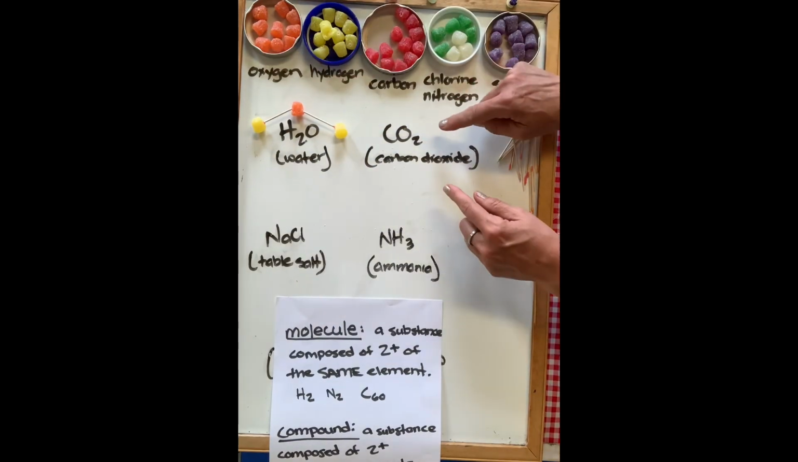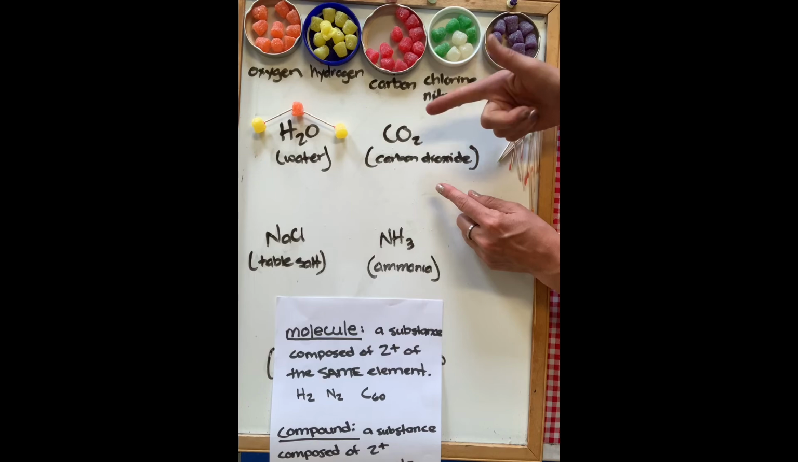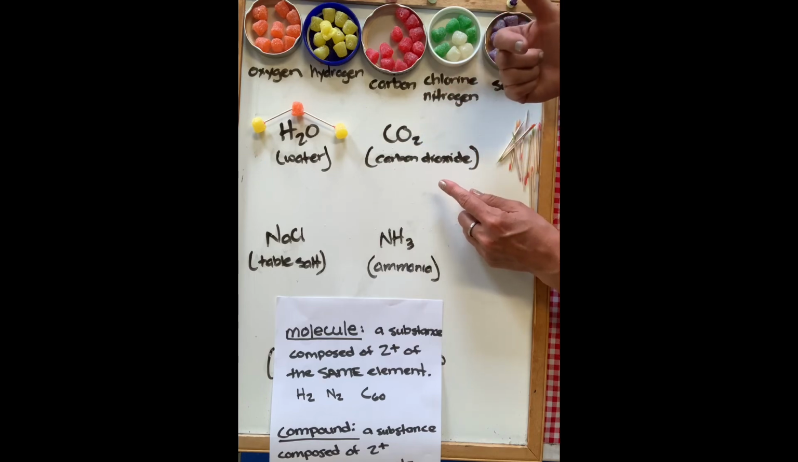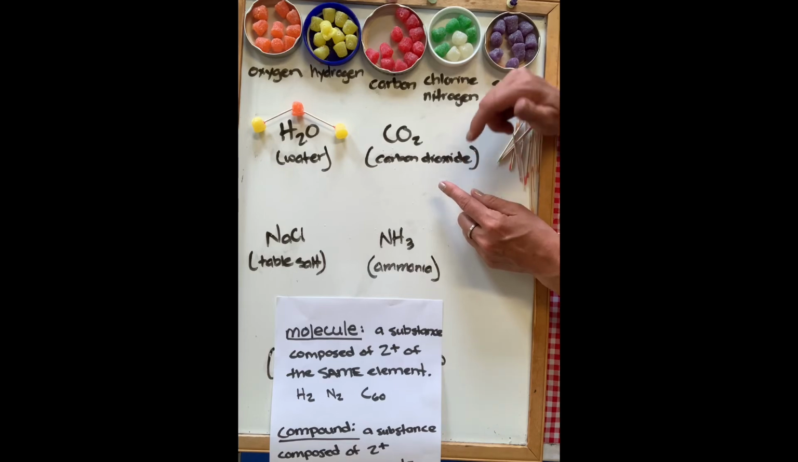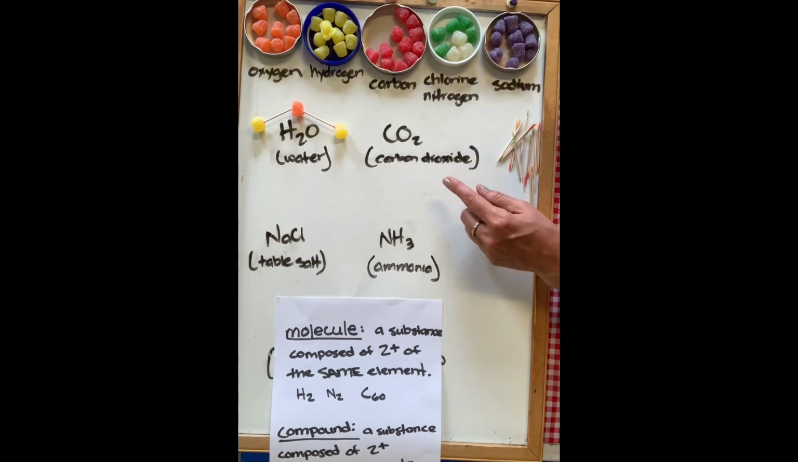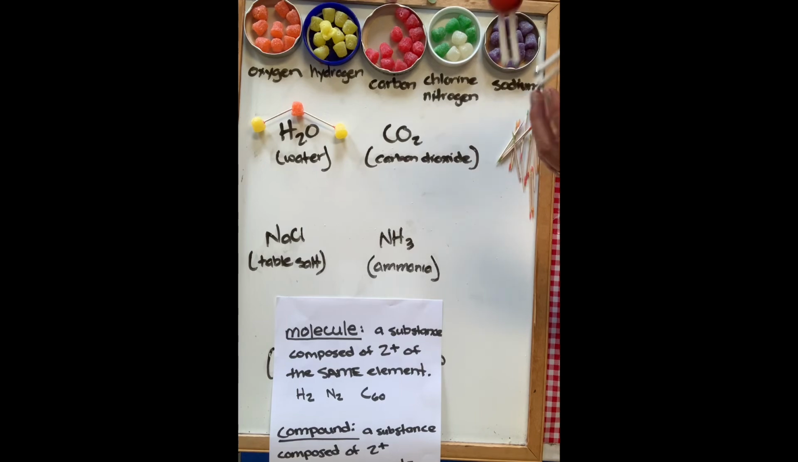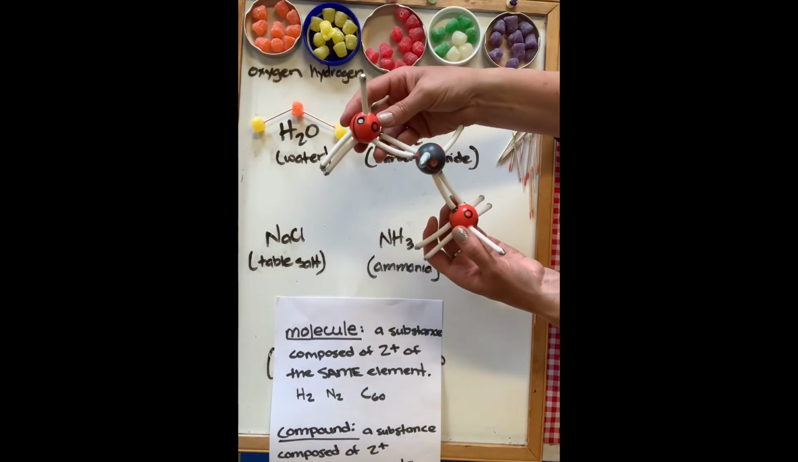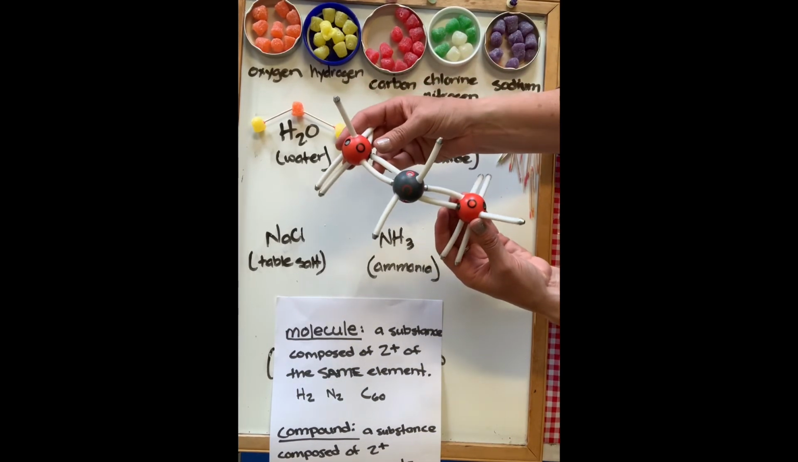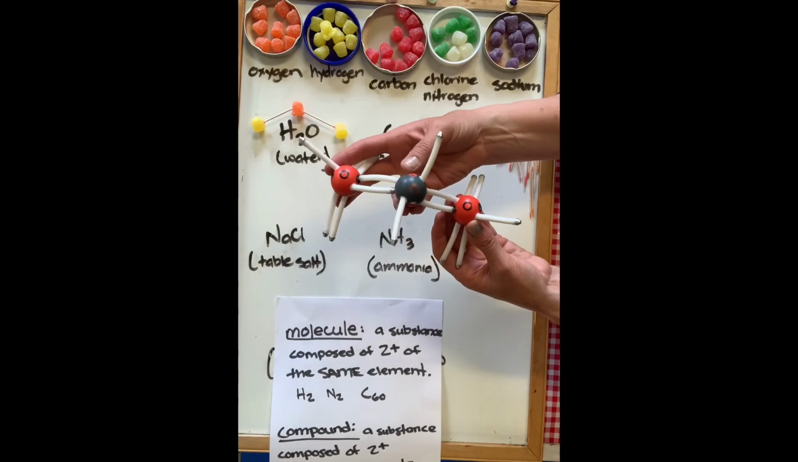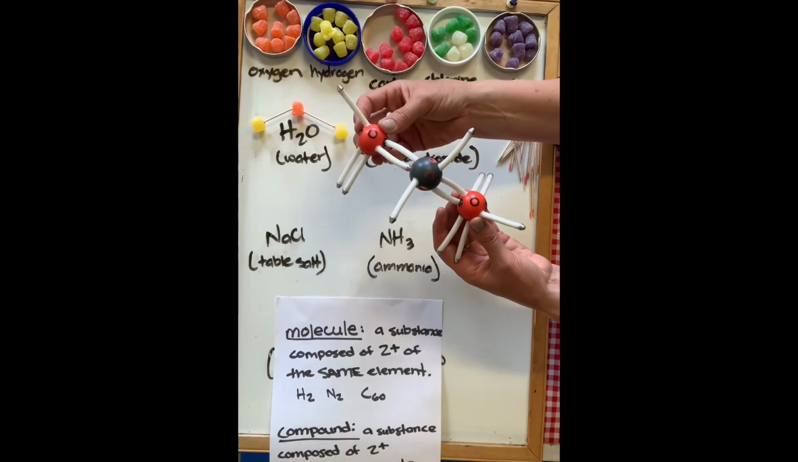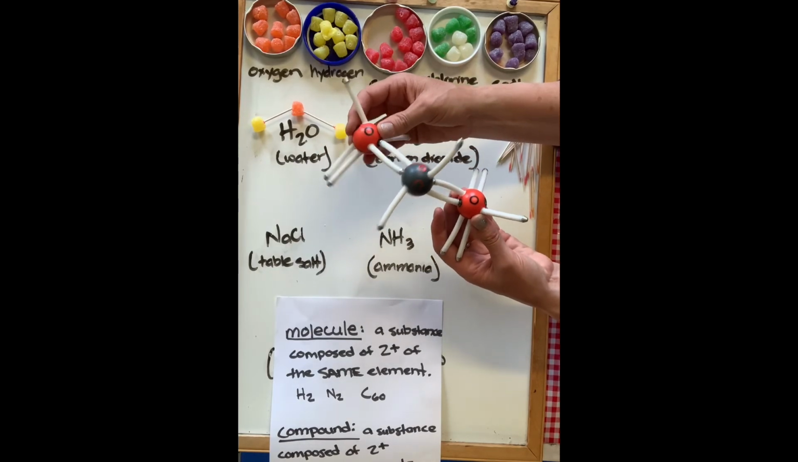Our next one is carbon dioxide. Carbon dioxide is the gas that's in our fizzy drinks. It's the gas that we breathe out. It's a gas that makes dry ice. It's a very abundant gas on planet Earth. So carbon dioxide with my happy atoms looks like this. We've got a carbon atom mixed with 2 oxygen elements.